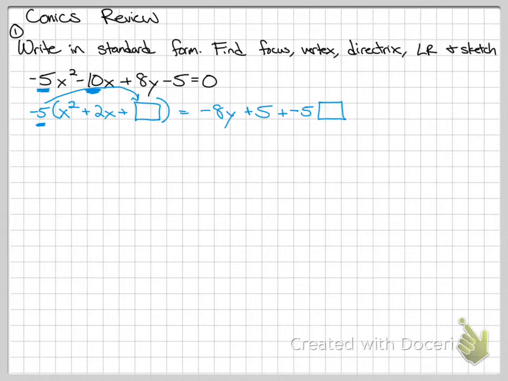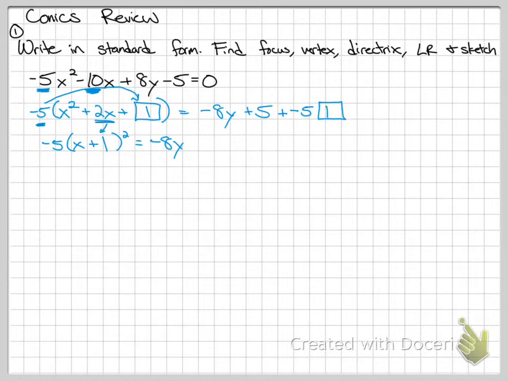Pause the video. Okay, so remember, for completing the square, it's half the middle term. So when I divide by 2, I get plus 1. 1 squared happens to still be 1. Combine like terms on that side. The negative 8y is not changing. 5 plus negative 5 goes away, so it's just going to equal negative 8y.